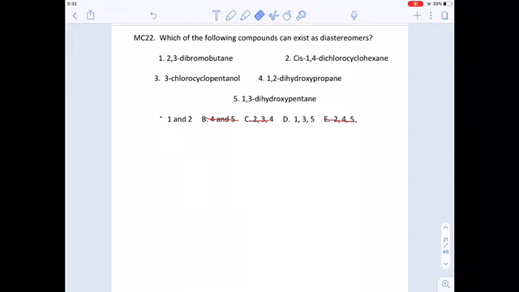So what I would do if I was taking this exam is I would cross off anything that doesn't have 1 in it because I know 1 is going to be in the correct answer.